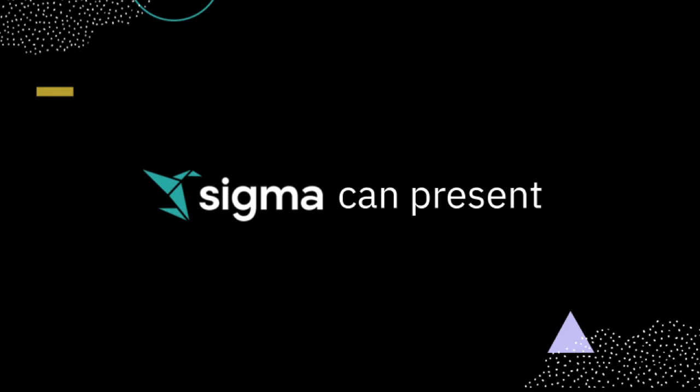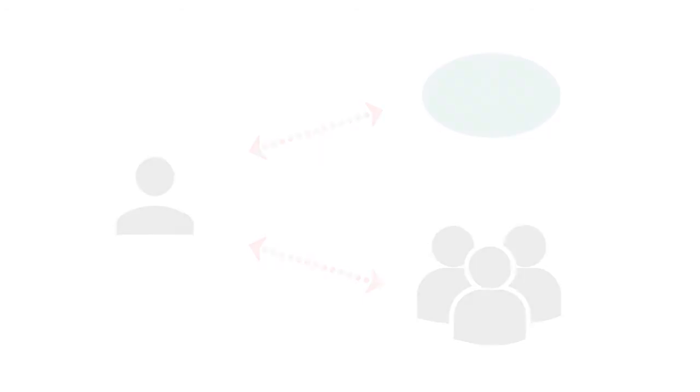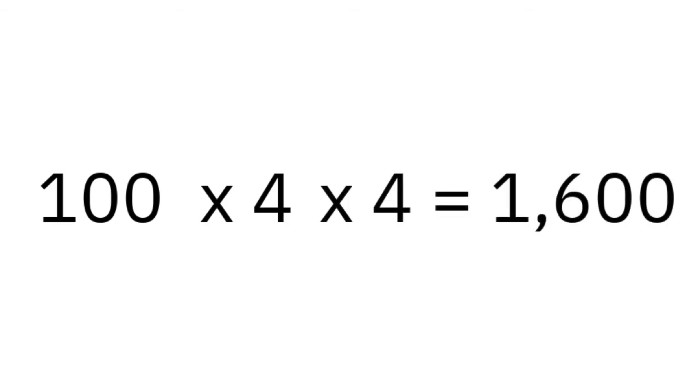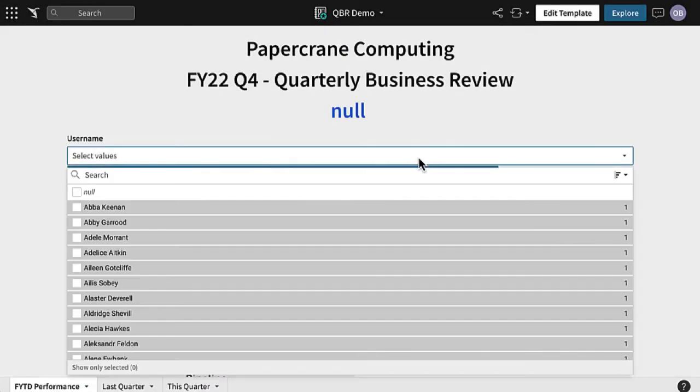Sales teams often hold internal performance reviews, where sales reps present their previous and projected performance. Usually, that means reps have to dig through the CRM or bug the ops team to find the right metrics, then spend time building a slide deck. This is painful. If you have 100 reps spending 4 hours building decks each quarter, they're wasting 1,600 hours of time. With Sigma, building a deck looks like this.